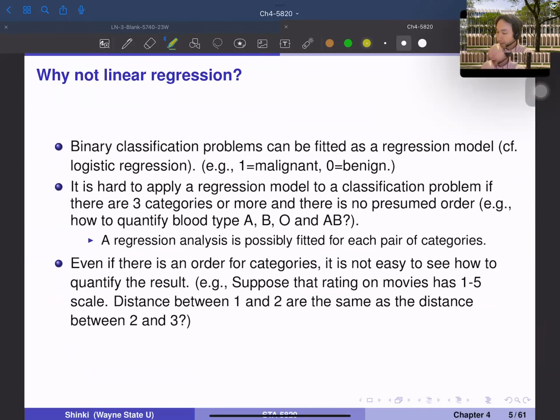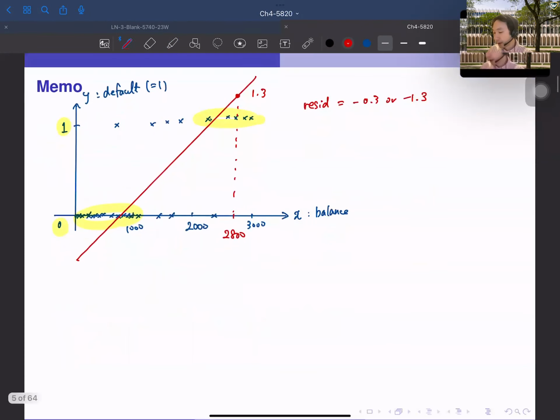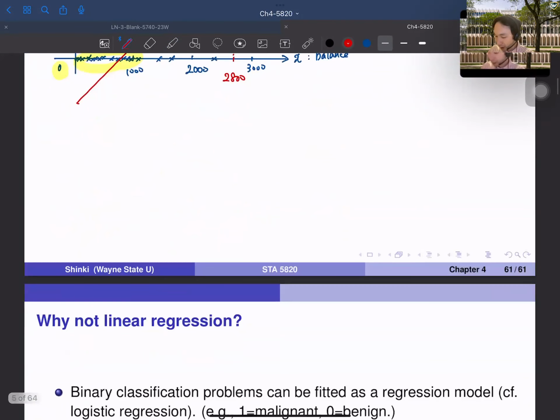So essentially we need the probability that the person is in default. So that is our idea, to do the binomial classification and even the multinomial classification, but we will discuss it later.